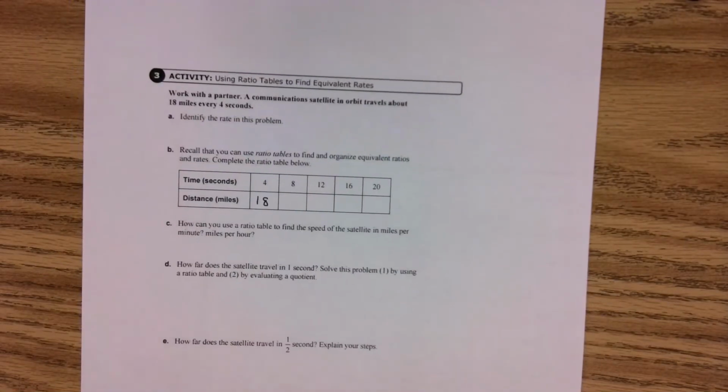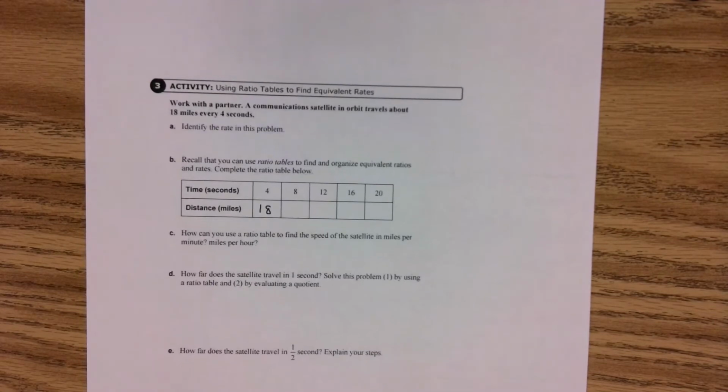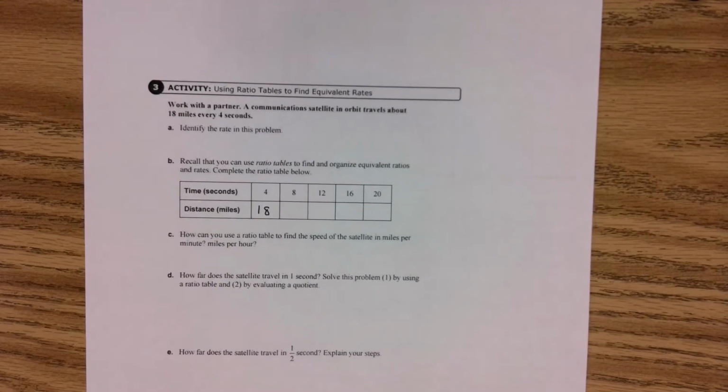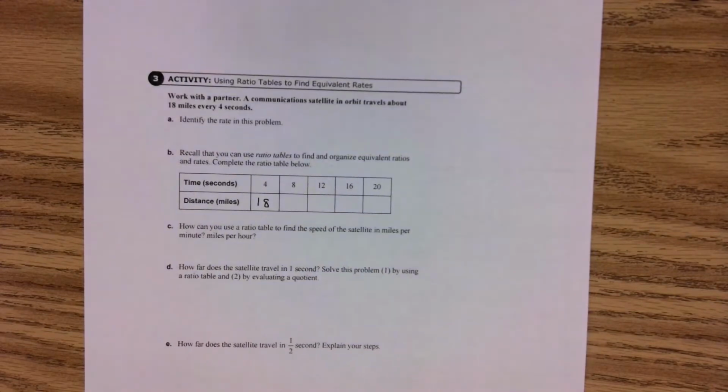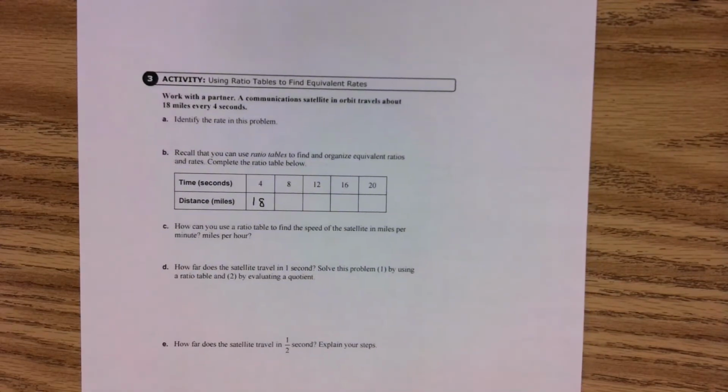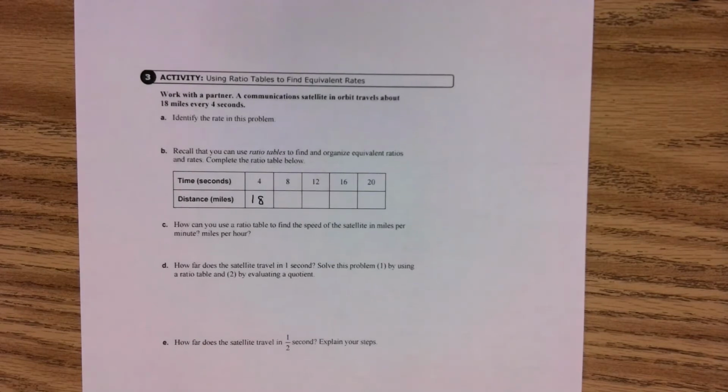Okay, if you missed the Zoom lesson from yesterday, we were supposed to copy this chart down, A, B, and C on Monday, and then we filled it out yesterday. So if you did not copy the chart, you're going to need to copy down the chart, and then take a picture of the completed chart since you missed the Zoom lesson and turn it in to me. So, using ratio tables to find equivalent rates.